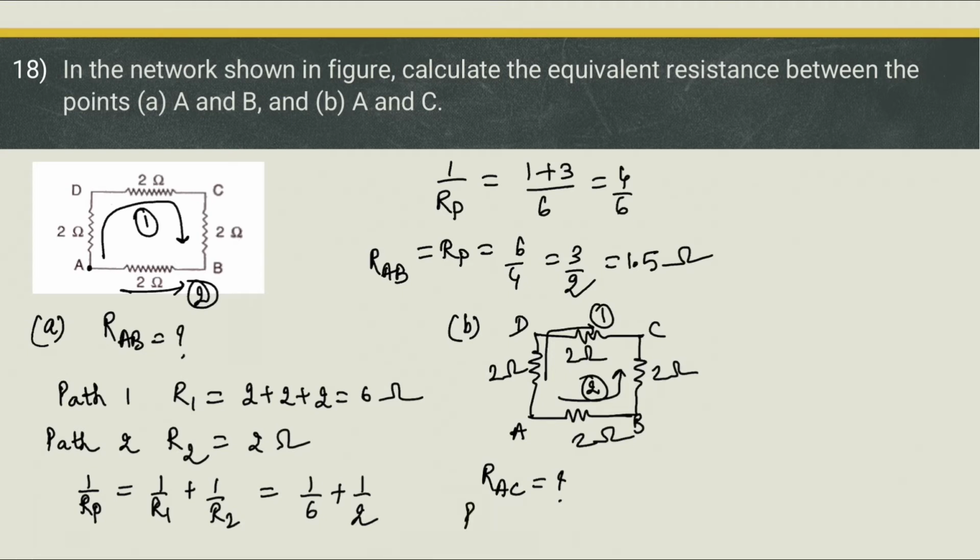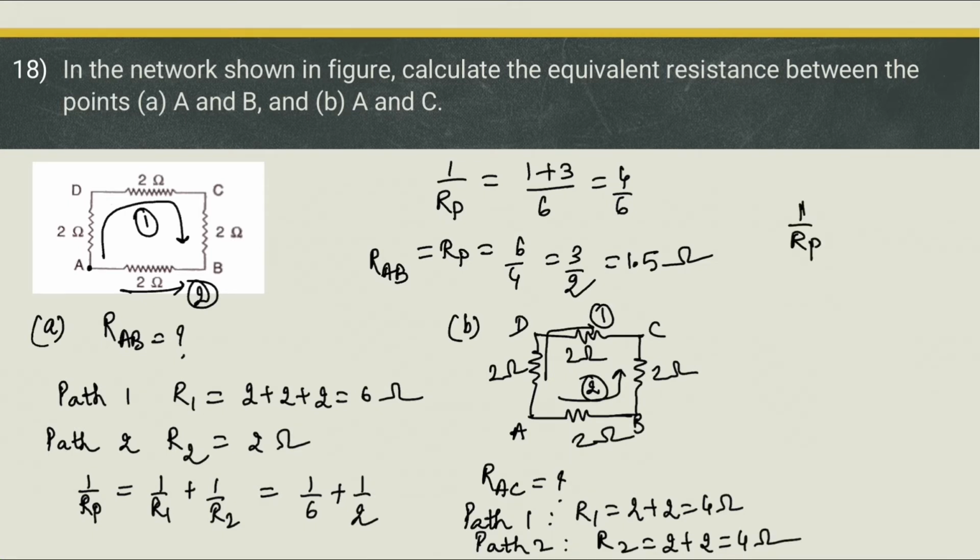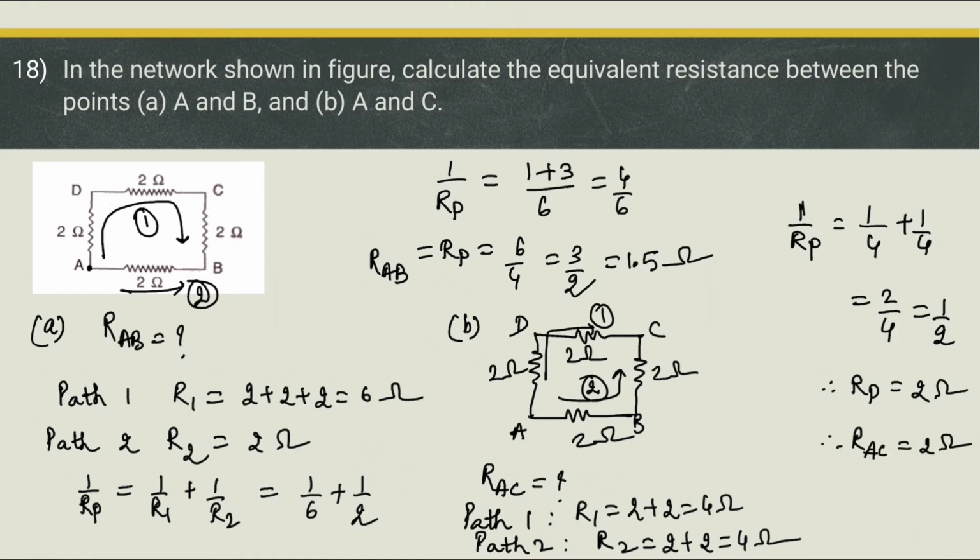So for path 1 there are two resistors in series. So R1 is 2 plus 2, 4 ohm, and on path number 2 there are two resistors in series, 2 plus 2, 4 ohm, and then two paths are in parallel. So 1 upon Rp is equal to 1 by 4 plus 1 by 4, 2 by 4, 1 by 2, and hence Rp is equal to 2 ohm. So we can say RAC is equal to 2 ohm.